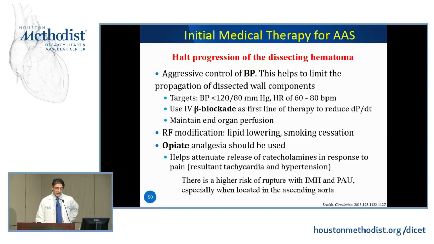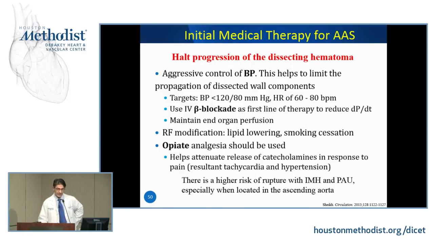Medical therapy of AAS, very important. Control the blood pressure, control the blood pressure, control the blood pressure. But the first drug you reach for is a beta blocker. You have to decrease shear stress, then follow that with blood pressure control. Because if you give a pure vasodilator, you'll actually increase shear stress and worsen their prognosis. So control the blood pressure, beta blockers first, then get the blood pressure below 120/80.